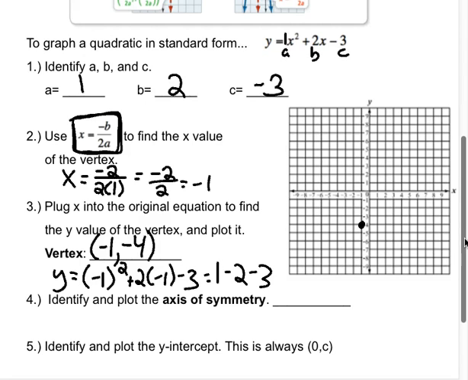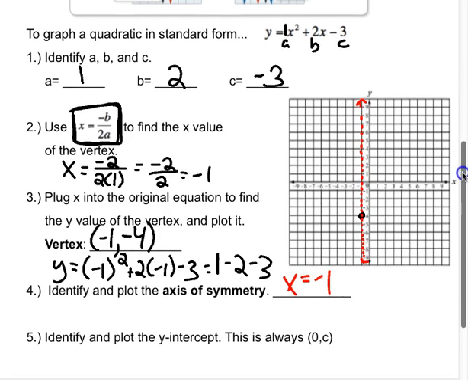Now that I have that point, the next thing I want to identify is the axis of symmetry. Remember, the axis of symmetry is that vertical line that goes through the x value of the vertex. So here is x equals -1, that vertical line, and you do always need to show it.